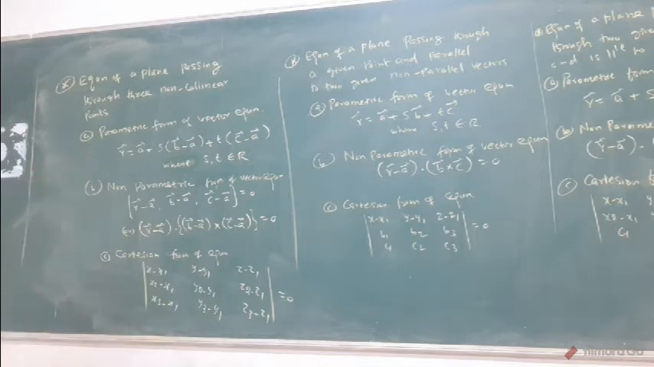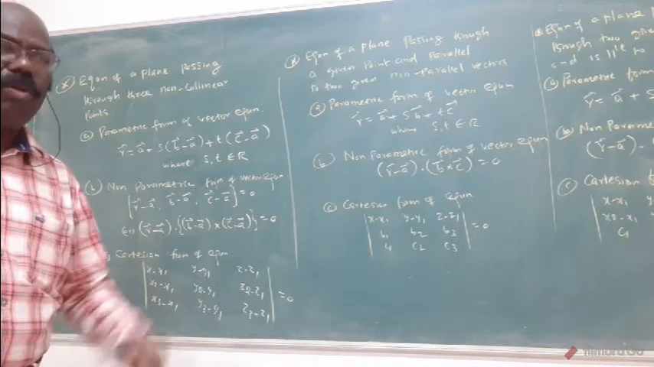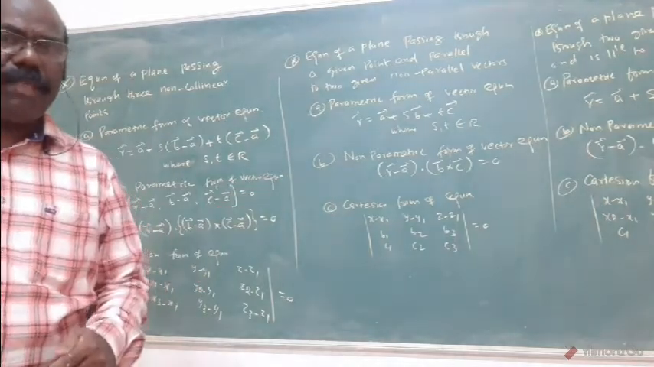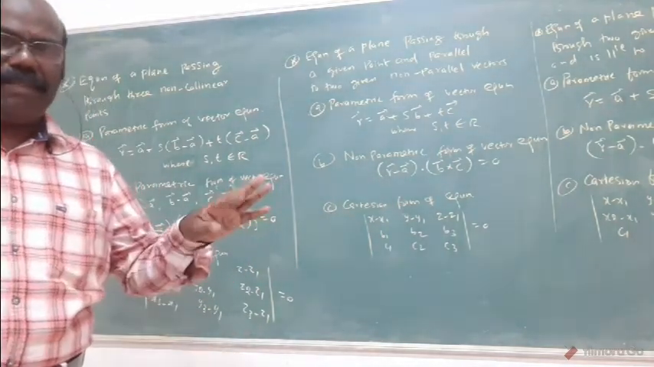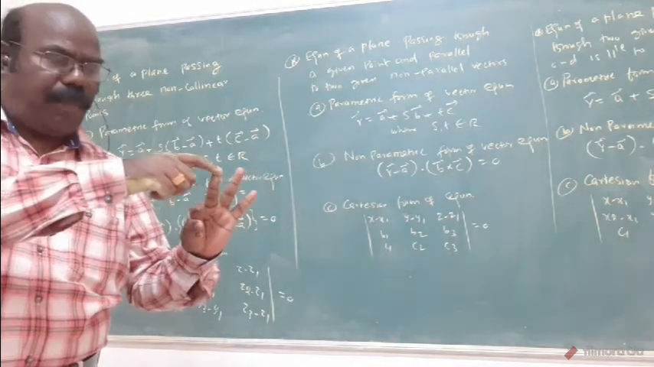The important 5 mark question: find the vector, non-parametric, parametric and Cartesian equations of the plane passing through 1 point 2 vectors, 2 points 1 vector, or all 3 points. 3 categories. Total, 3 categories.